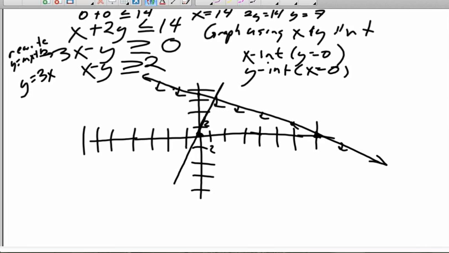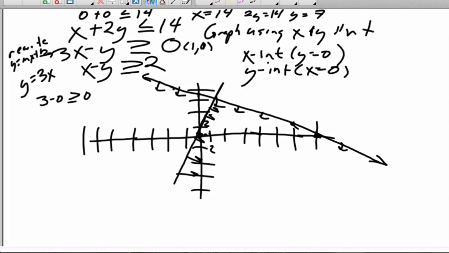Now I can't pick (0, 0) on this because it's on my line. So instead I'm going to pick (1, 0), excuse me, this point right here. So I'm going to plug it in, so I'm going to have 3 minus 0. Is that greater than 0? The answer is that that one is true. So the side containing that point, which is this one, is going to be my solution area.